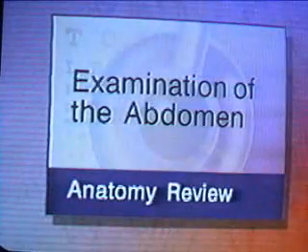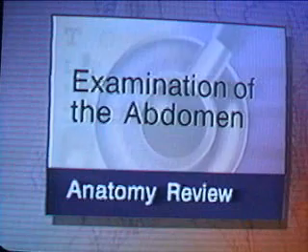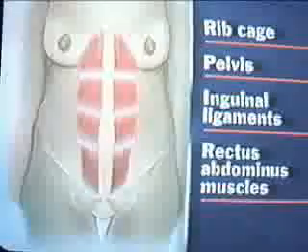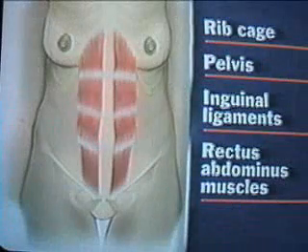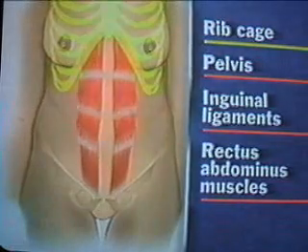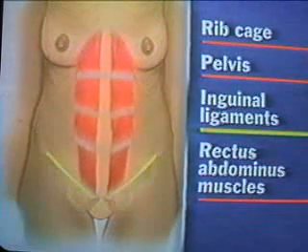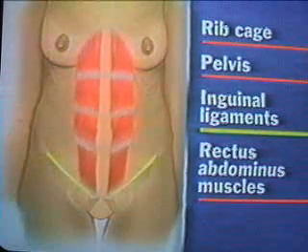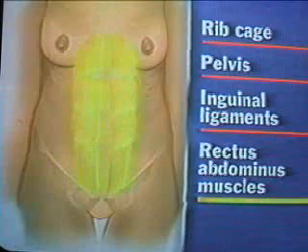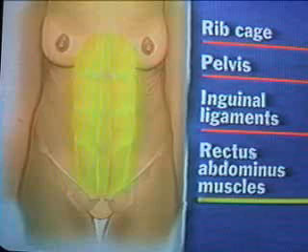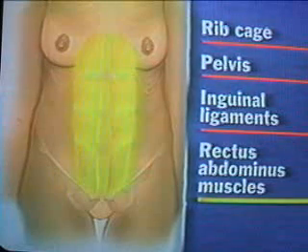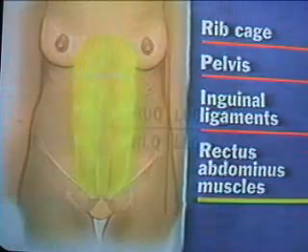Before beginning the examination, let's review the structures of the abdomen. The abdominal wall extends from the rib cage above to the pelvis and inguinal ligaments below. The rectus abdominis muscles can be identified when a person raises both head and shoulders from a supine position. Palpation is easier lateral to these muscles.